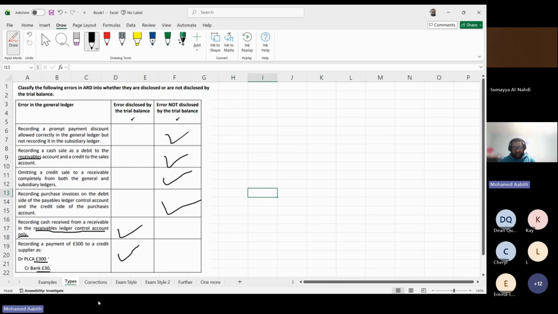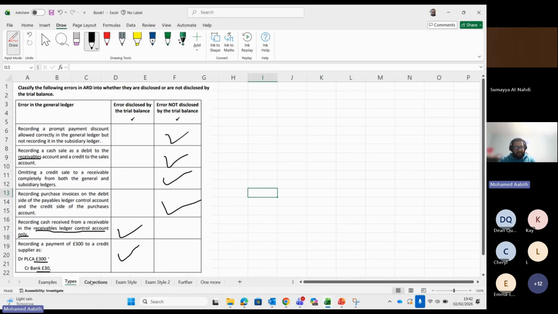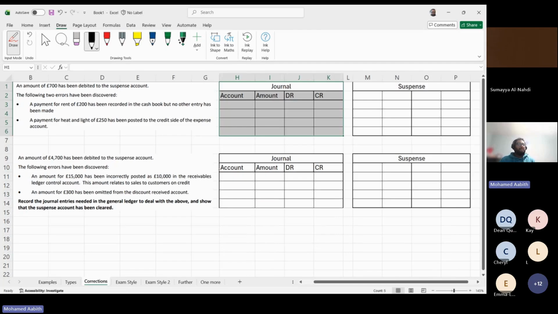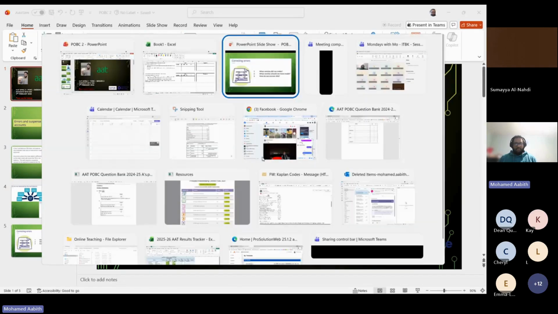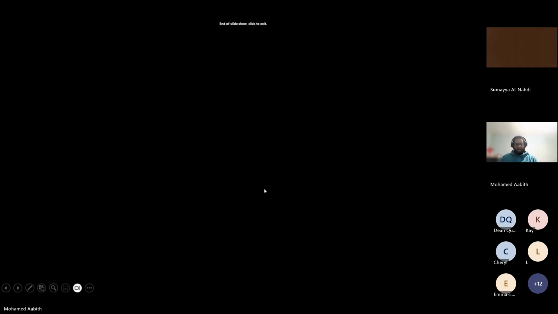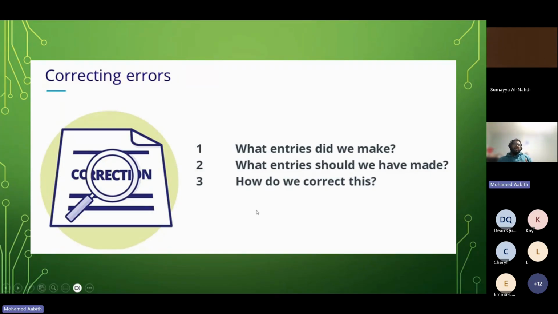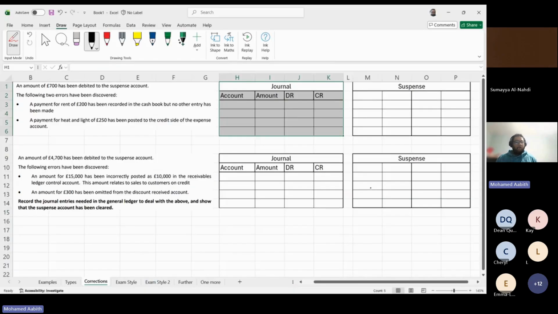Now let's look at the next question, shall we? These are the questions related to the suspense accounts. So remember, let's go back to the slides again. Here you go. On the slides, how we make the correction. They're saying, what entries did we make, what entries should be made, and how do we correct this? So our onus is now back to us, how we are going to record that in the journal. So let's see what scenario we can come up with.